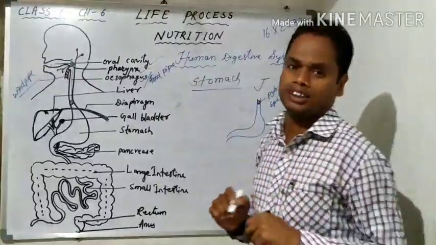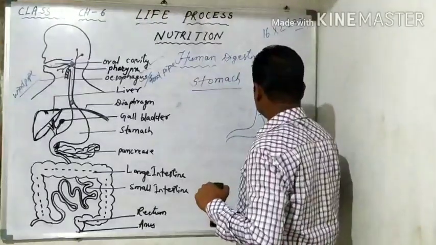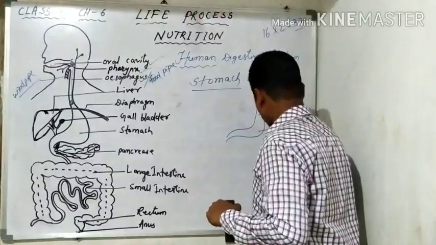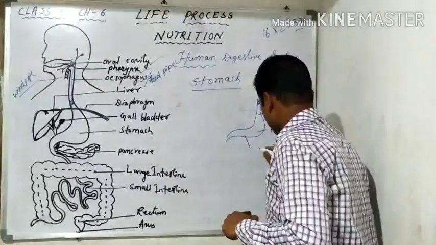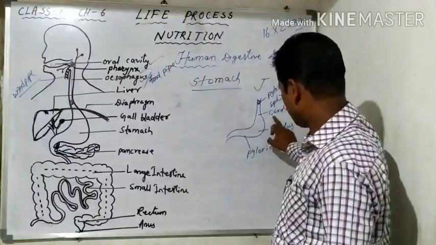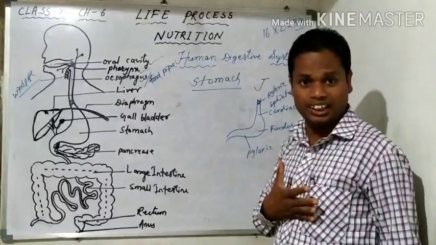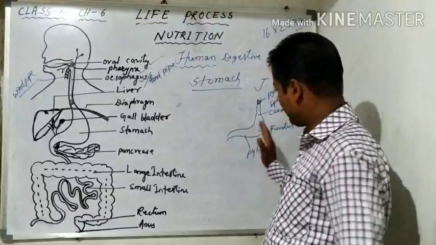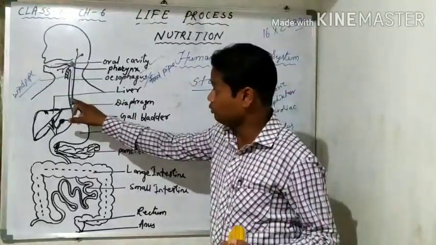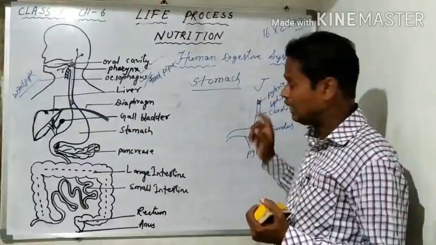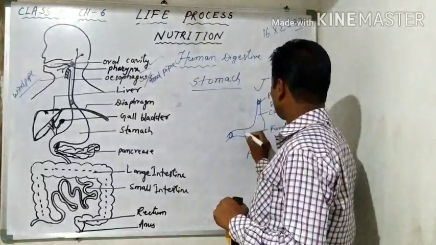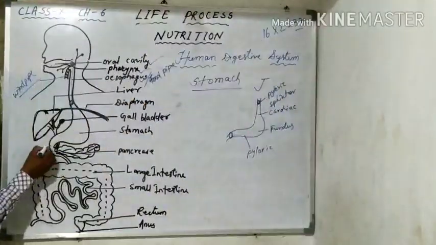The stomach has three parts. Upper part is the cardiac part, the middle part is the fundus, and the last part is called the pyloric part. The cardiac part is the upper part of the stomach, which is towards the heart. In between the stomach and the duodenum there is one sphincter called the pyloric sphincter. This is the duodenum. Let me clear it for you. This is the duodenum.